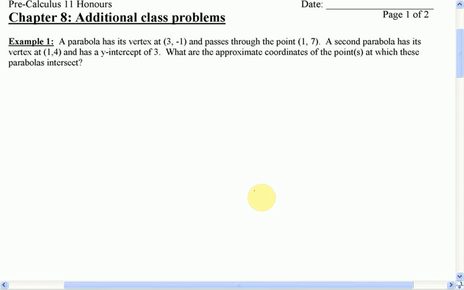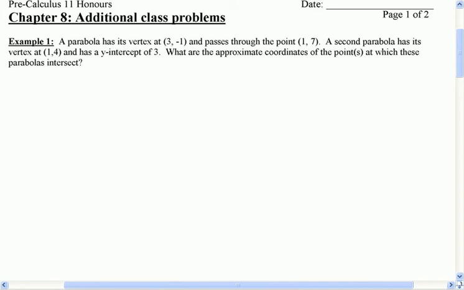This parabola has a vertex at (3, -1), and it passes through this particular point (1, 7). The second parabola has its vertex at (1, 4) and a y-intercept of 3. I want you to find the approximate coordinates of the points at which these parabolas intersect.